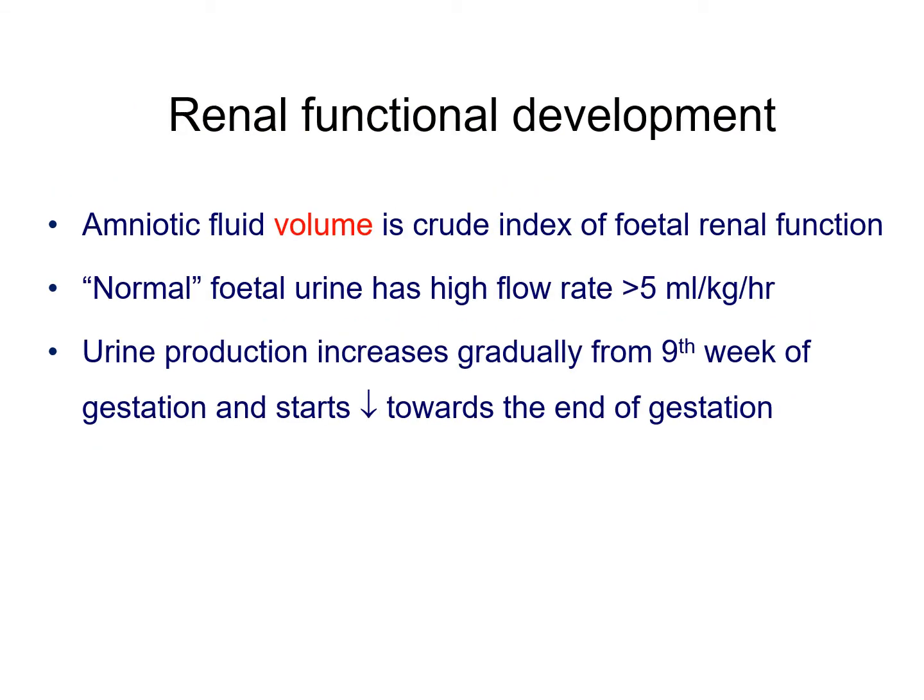Amniotic fluid volume roughly equates to fetal renal function. A normal fetal urine rate often exceeds 5 milliliters per kilogram per hour. A 1 kilogram fetus will therefore pass approximately 5 mLs per hour or 120 mLs per day of urine into the amniotic cavity, but this volume starts reducing close to term.